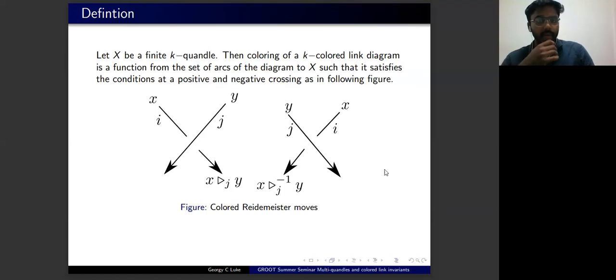Then, similar to what we have seen earlier, we define what is meant by a coloring of a k-colored link diagram by a k-quandle X. It is a function from the set of arcs of a k-colored link diagram to the k-quandle X, such that it satisfies these conditions at a positive and negative crossing. At a positive crossing, the outgoing arc z should be equated to x ◁_j y, where j is the color of the overstrand, and y and x are the labels of the overstrand and the incoming strand respectively.